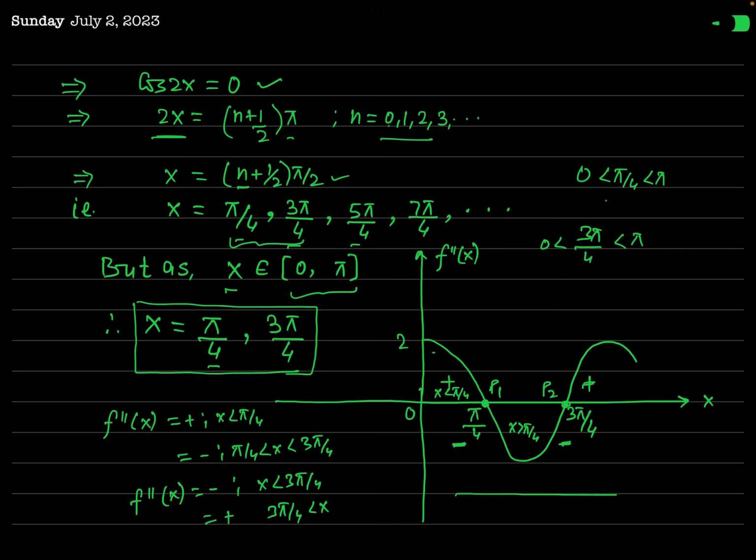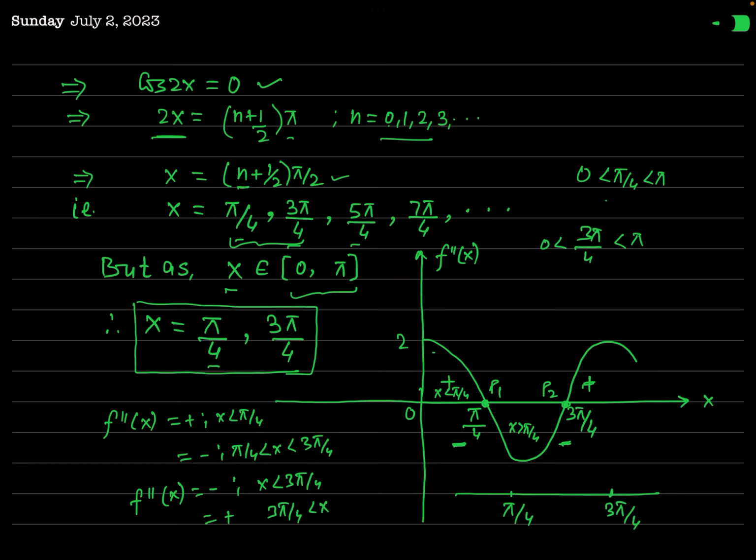As I have told earlier, that at the point of inflection, the sign of f double dash of x will change from positive to negative and negative to positive. Both are possible. So this is your first point of inflection. This is pi by 4. And this is your second point of inflection. This is 3 pi by 4.